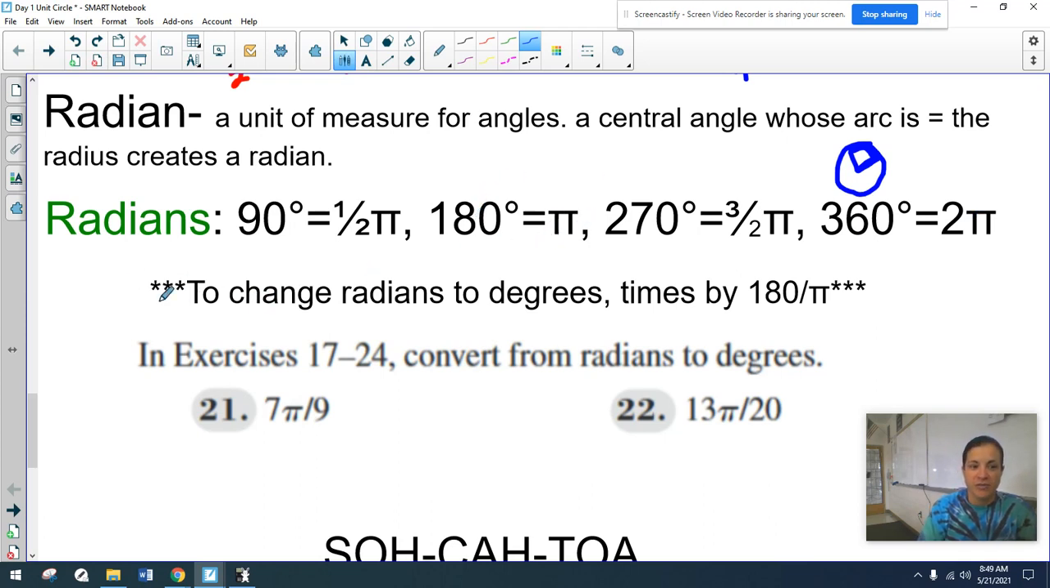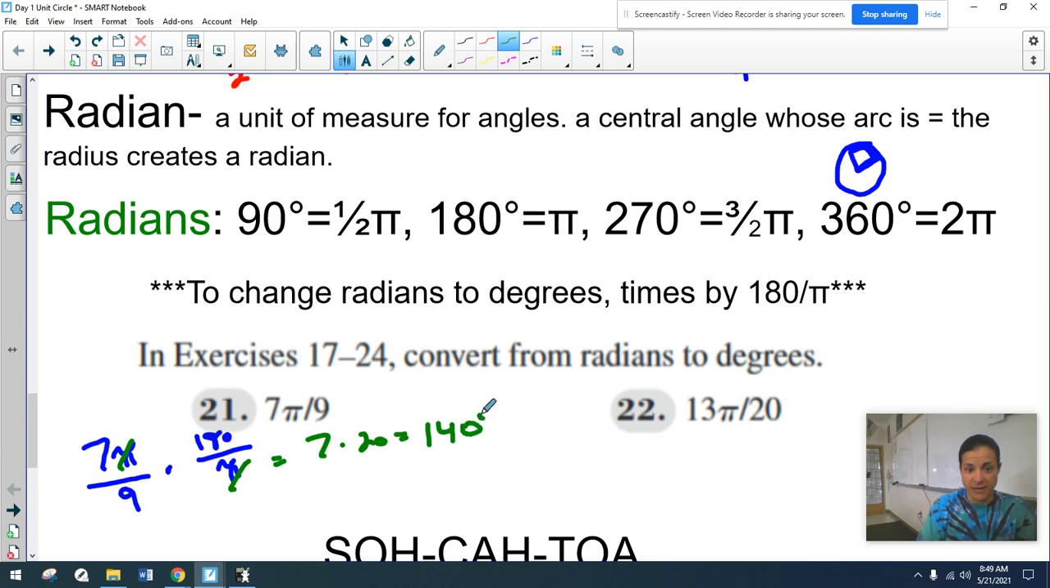So to change it, and this is the important part, you have to times by this fraction. So if they give you 7 pi over 9, all you have to do to change it to degrees is times it by 180 over pi. All that does is make pi go away. Pi over pi is 1. Then you can either times by 7 and then divide by 9, but I think it's easier to divide first because it makes the number smaller. So 180 divided by 9 is 20. And then I can just do 20 times 7, which is much easier to do in your head. So 7 pi over 9 radians is the same as 140 degrees.